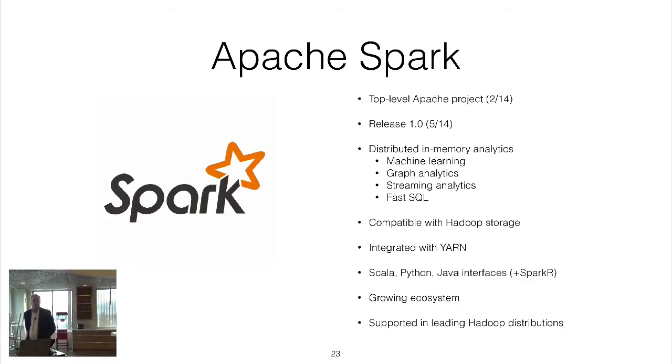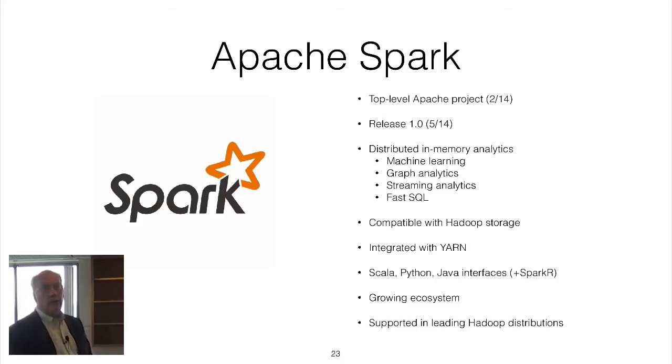So finally we come to Apache Spark, which may be the most important of the 5 open source projects. Apache Spark, as of February, is a top-level Apache project. So again, it took Mahout 4 years to get to where they are now, 0.9. They're still not top level. Spark went from incubator to top level in about 5 months, right?